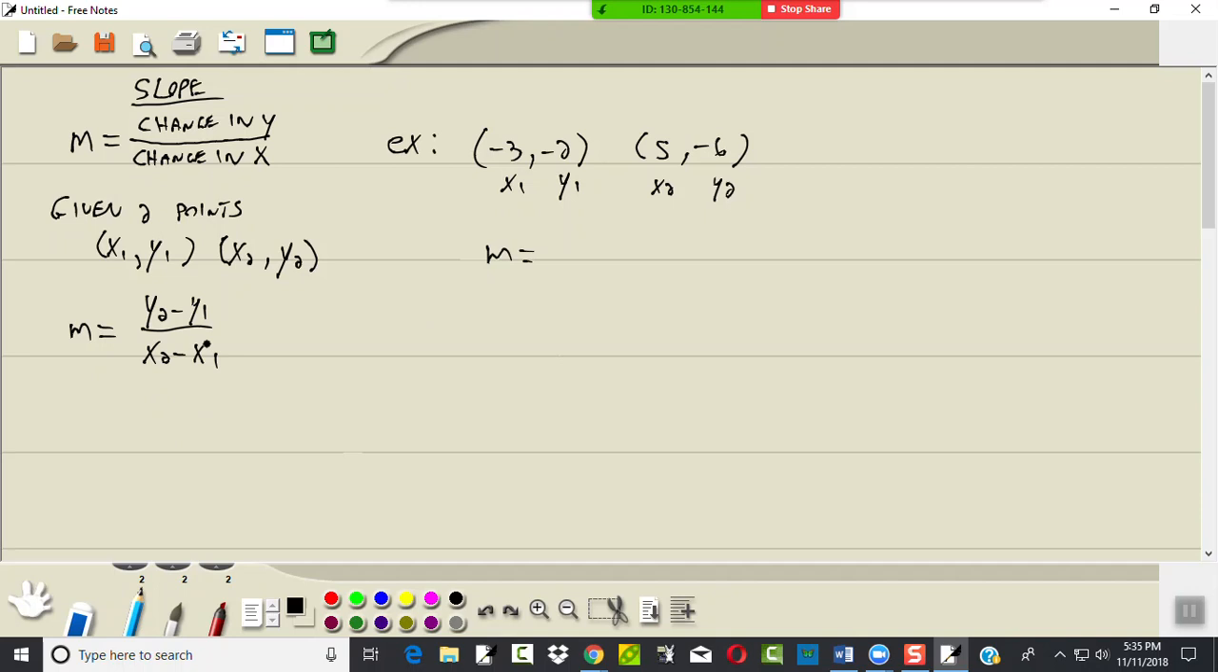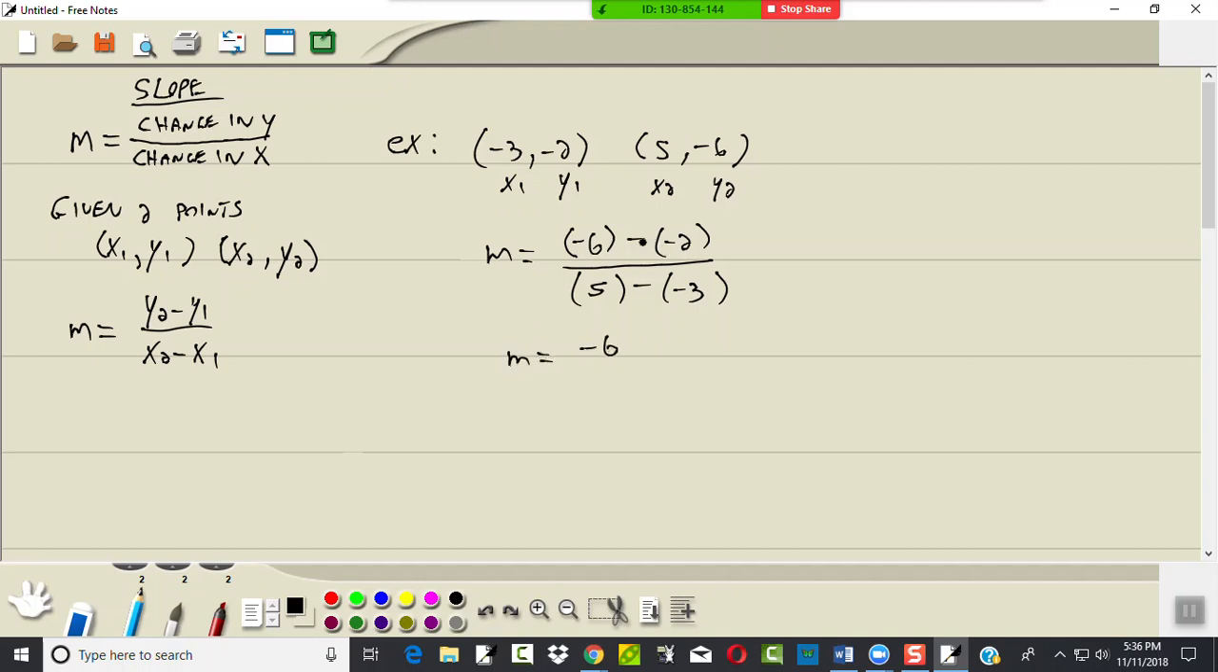I'm going to go to my formula right here, and I'll replace my variables with sets of parentheses. That always helps when you've got signs. You don't lose track of the signs as badly. Now our first variable is y2, which we said was negative 6, so I'll plug that in here. Our second variable is y1, which is negative 2. Our next variable is x2, which is 5, and x1, which is negative 3.